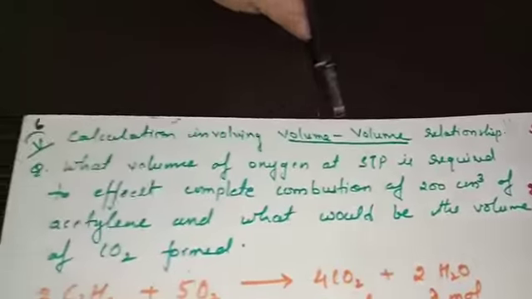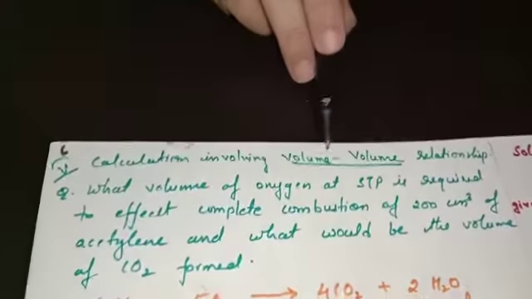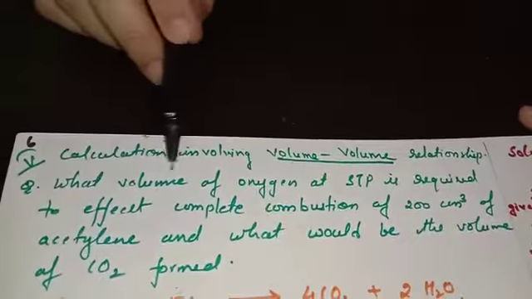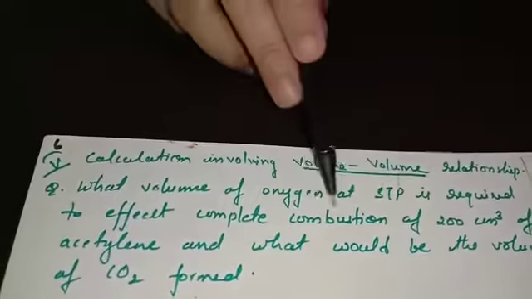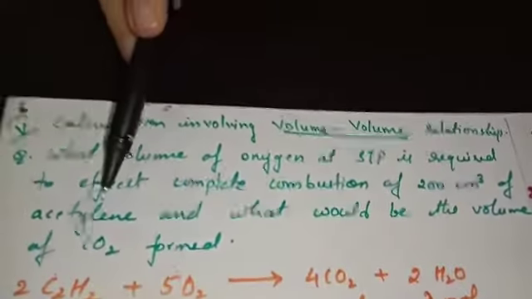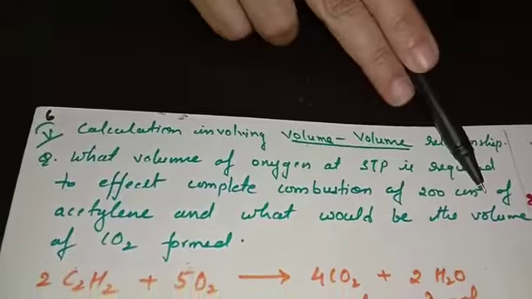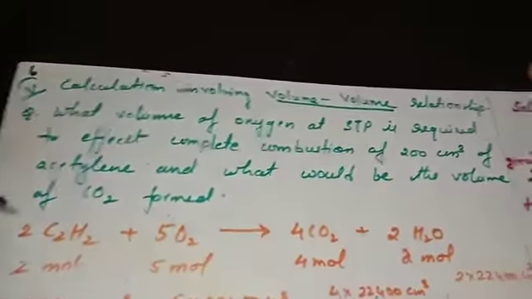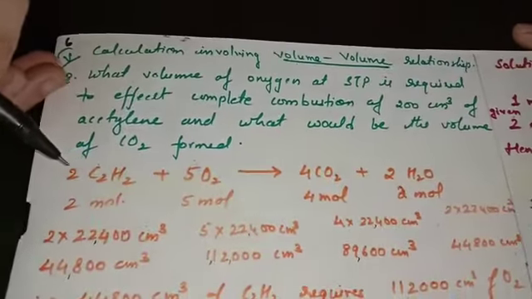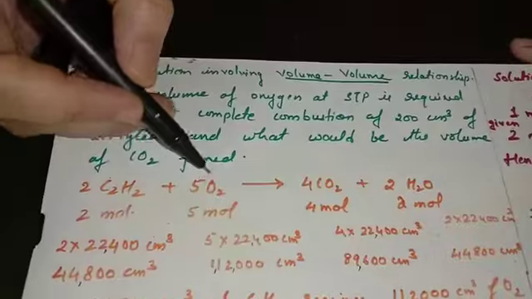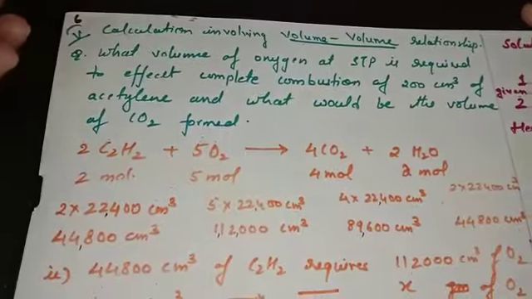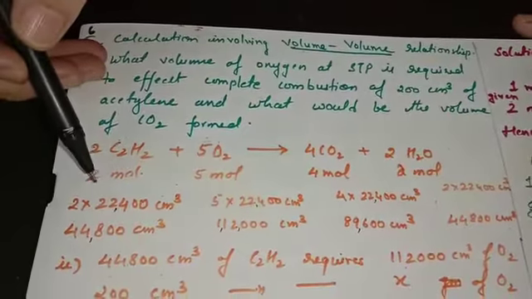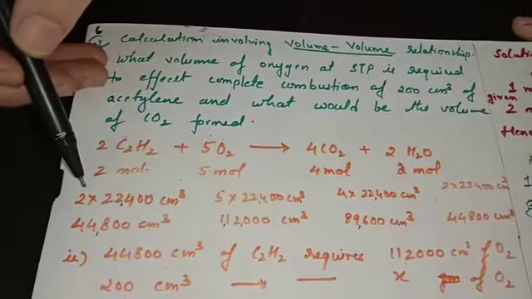Now, the next topic will be volume relationship. That means for both reactant and product, the volume of one will be given to us, and another volume we have to calculate. So, what volume of oxygen at STP is required to affect the complete combustion of 200 centimeter cube of acetylene, and what would be the volume of carbon dioxide formed? So, the first step is to write down the balanced chemical equation, that is 2 moles of ethyne reacts with 5 moles of oxygen to produce 4 moles of carbon dioxide and 2 moles of water.